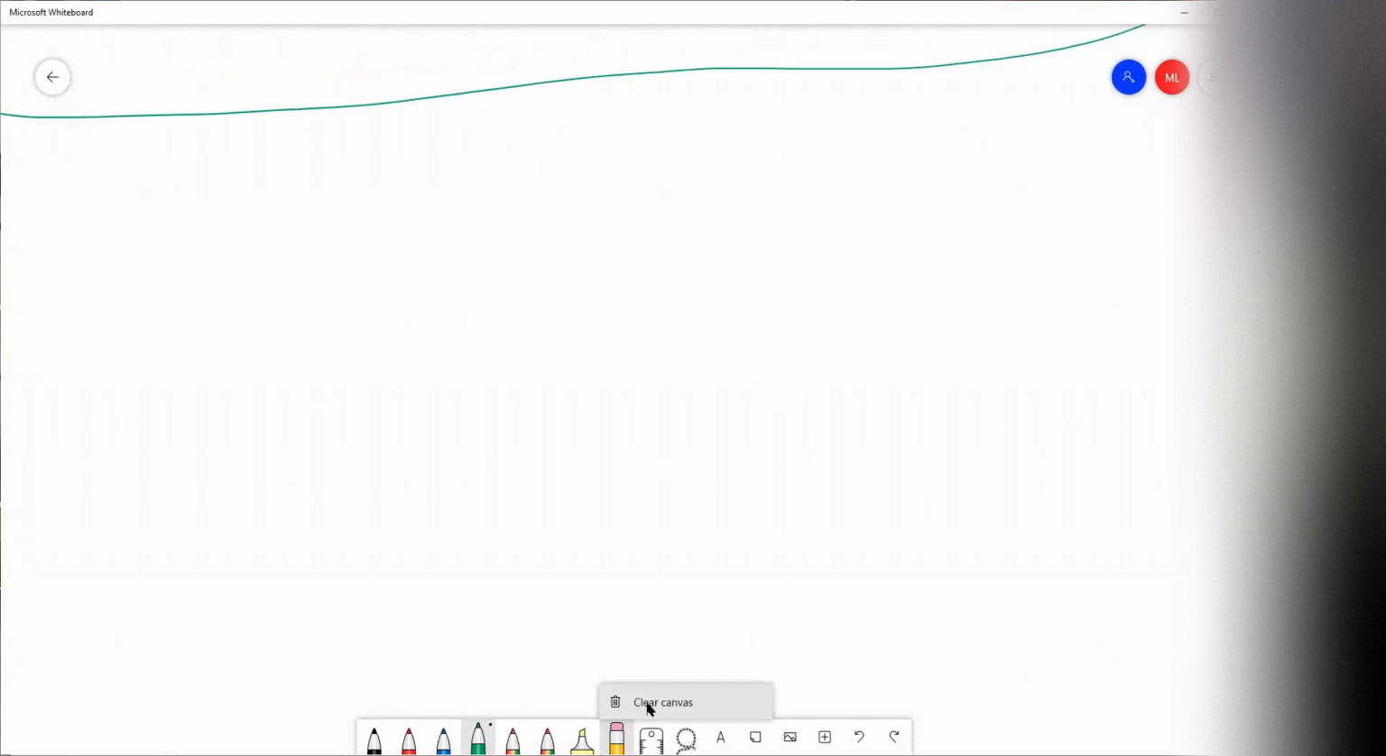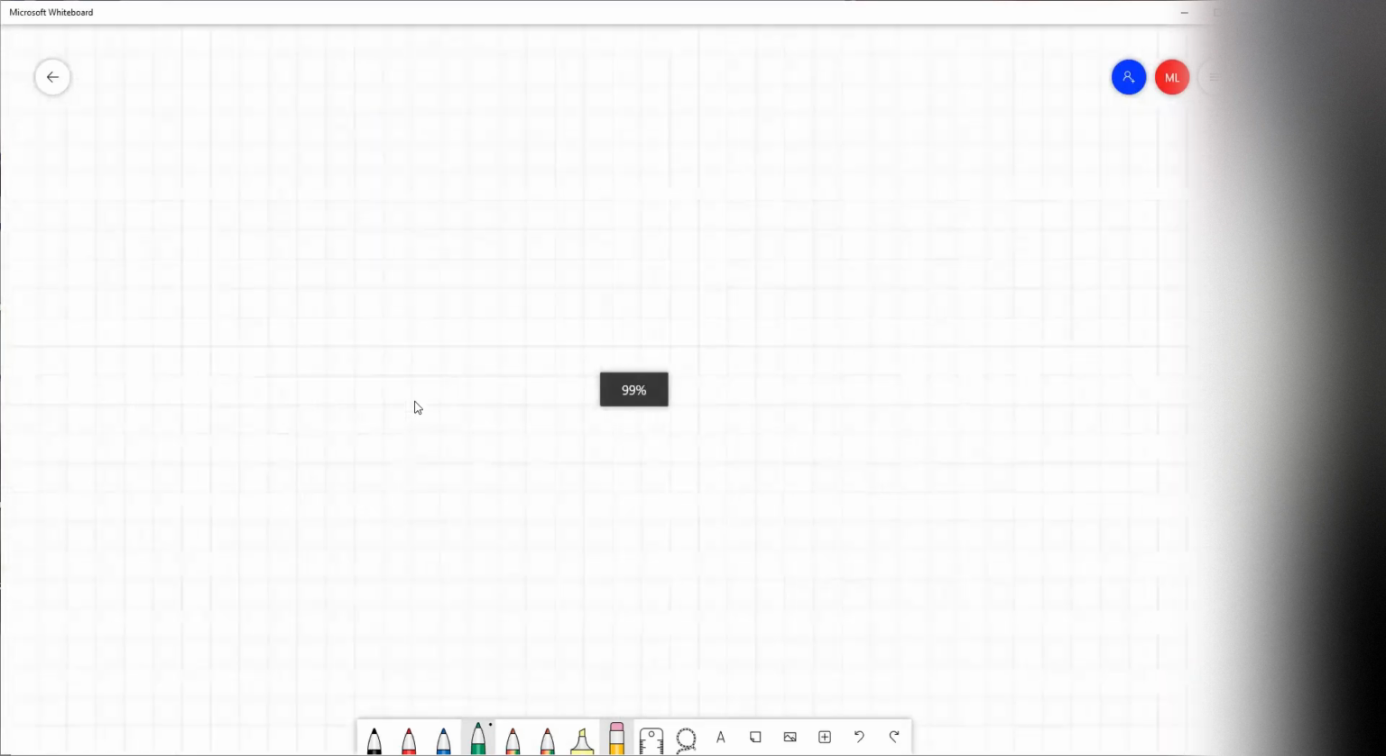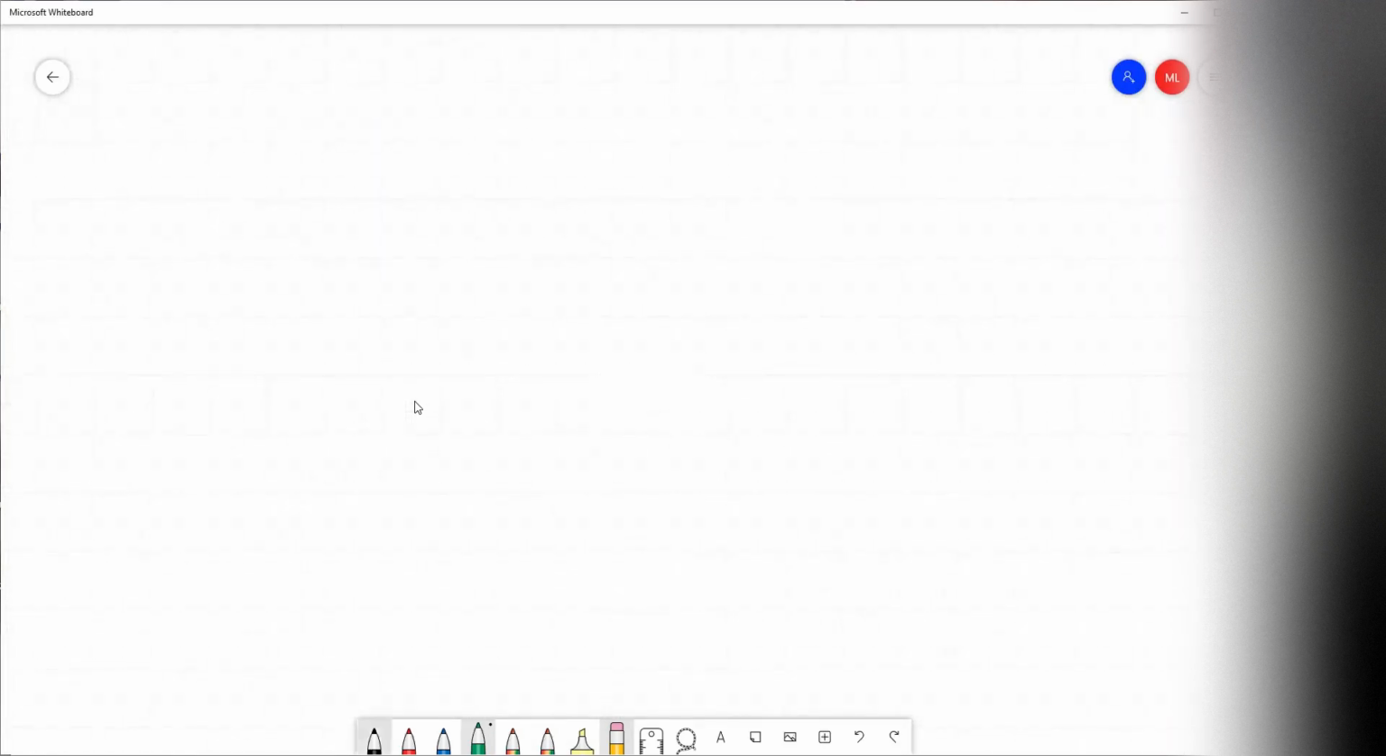So let me clear this now. Okay. So there's also momentum space.